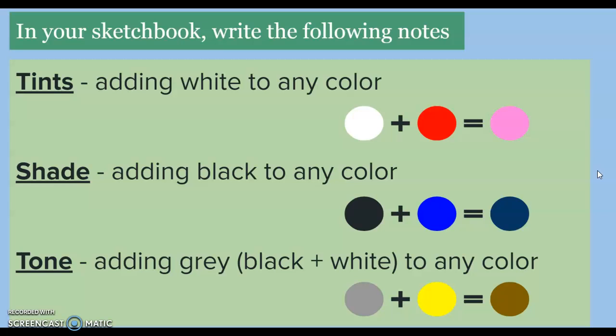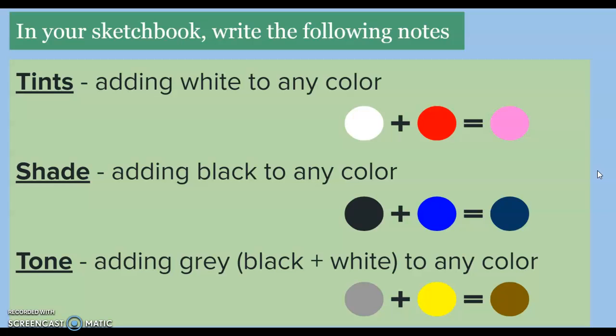Alrighty, so tint. A tint is when you add white to any color. So that is how you make pink. So you would add white to red, and that's how you make pink. Essentially, it's how you make any lighter color. So you could make a light blue, a light violet, etc., etc. That's how you make lighter colors. You just add white. So tint is white.